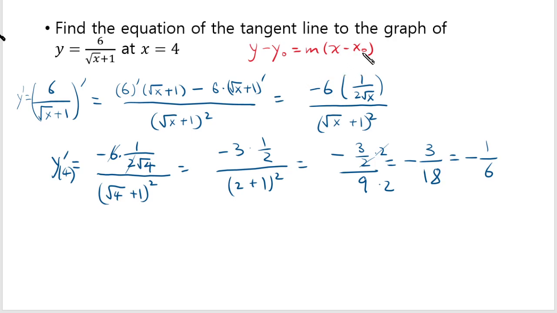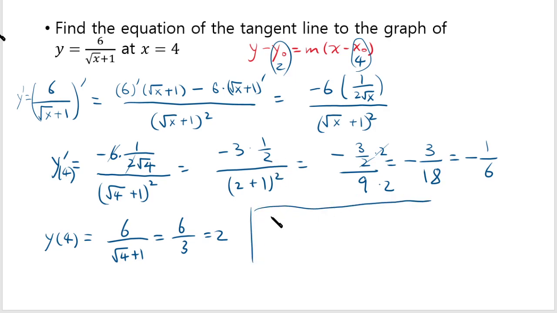And what about x naught and y naught? Well, x naught is 4. That's where the tangent line is drawn. But you also need to know the y coordinate at 4. So you need to know the value of y when x is 4. In this case, it's 6 divided by the square root of 4 plus 1, which is 6 divided by 3, which is 2. So it's the point (4, 2). All right, so therefore, we have the answer, which is y minus 2 equals negative 1/6. That's your slope, m, times x minus 4.